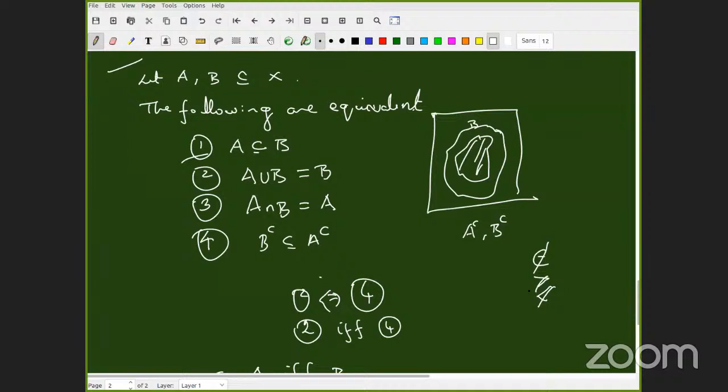Now I have to prove A is a subset of A intersection B. Let X belong to A. Now I use the hypothesis 1. X in A, therefore X is in B. Therefore, I have X in A and X in B. Therefore, X is in A intersection B. Therefore, A is a subset of A intersection B. Therefore, A intersection B equal to A.